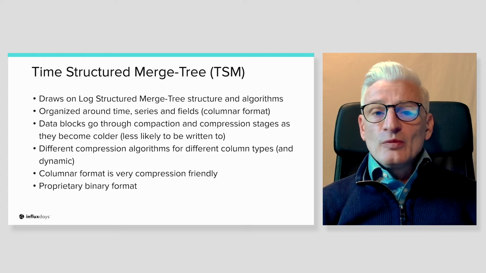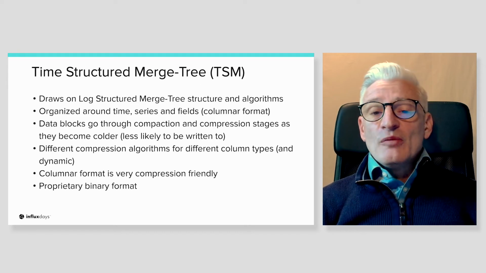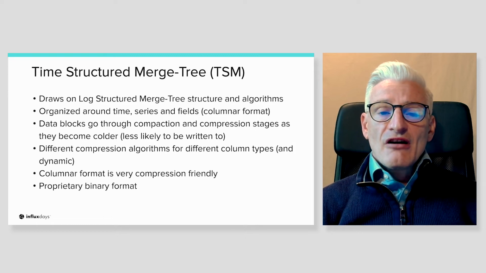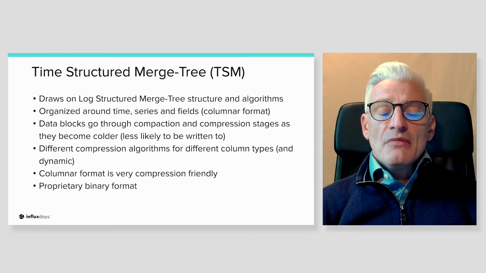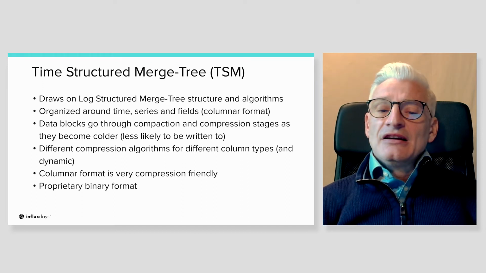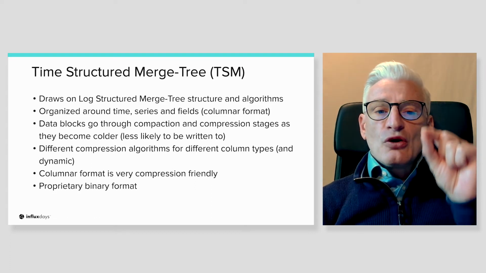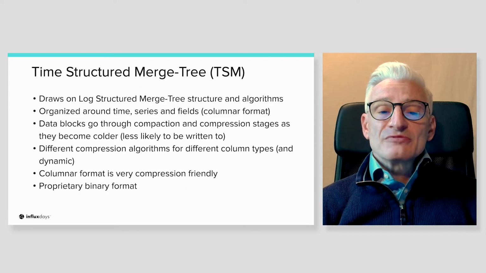The columnar format for data is very compression friendly. If you imagine a temperature sensor and the value of a temperature sensor changing over time, then it might make very minor changes between hour to hour, day to day. And so things like delta compression can be used to just record the increments between one day and the next, or one measurement and the next.